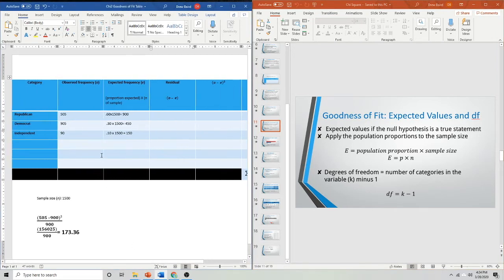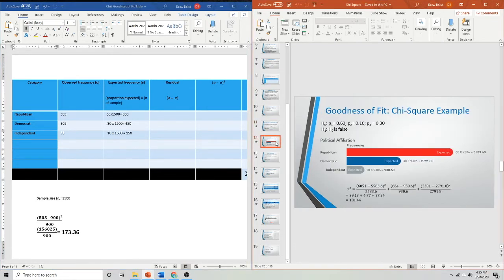And so our first example has 3 categories. It's based on political party affiliation: Republican, Democrat, Independent. And so our degrees of freedom that we'll eventually use in our chi-square table is going to be 2. 3 categories minus 1 equals degrees of freedom of 2.